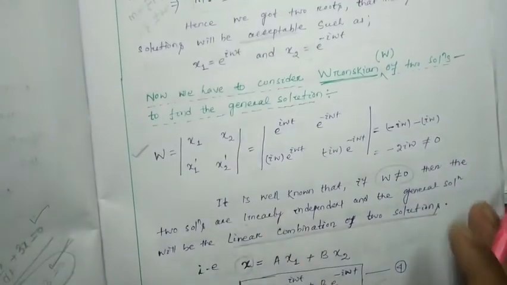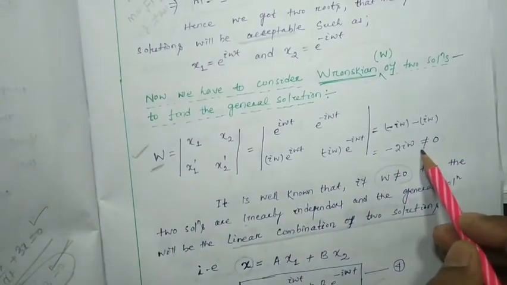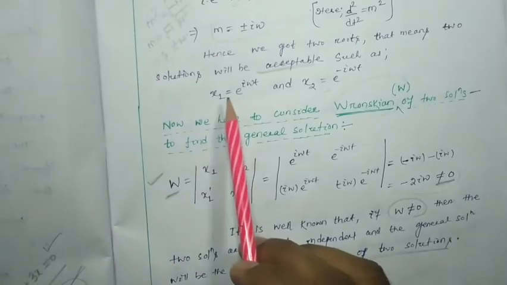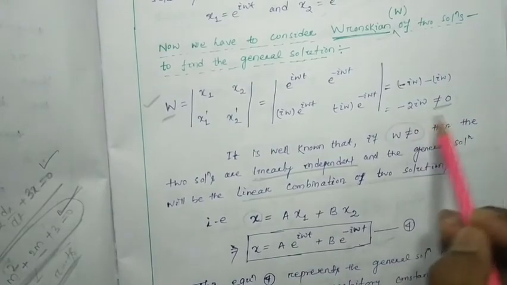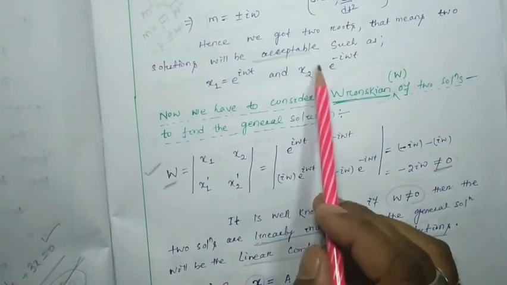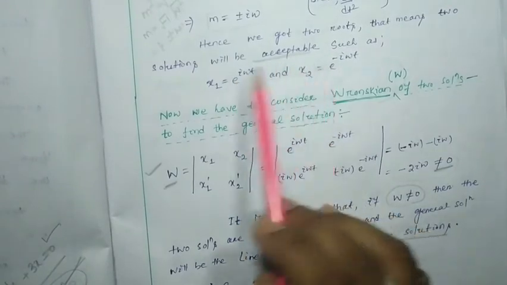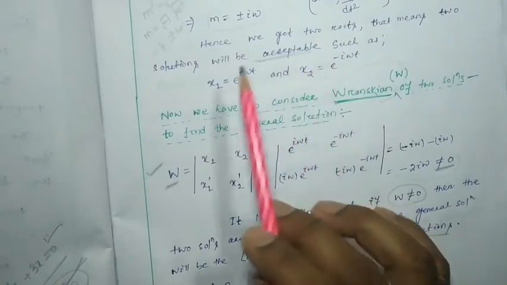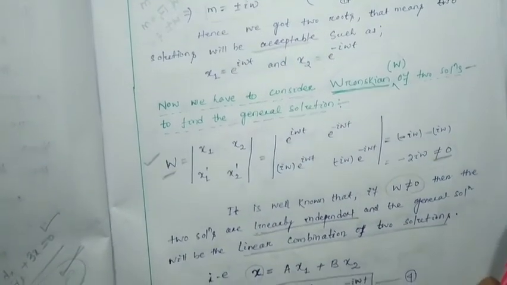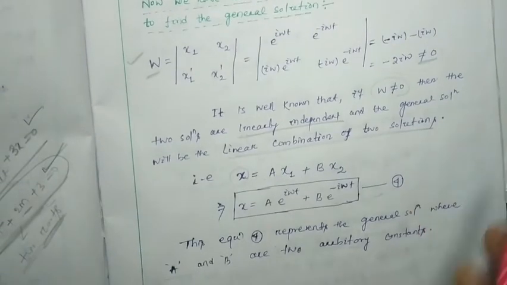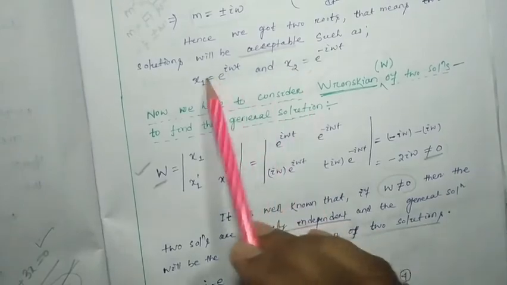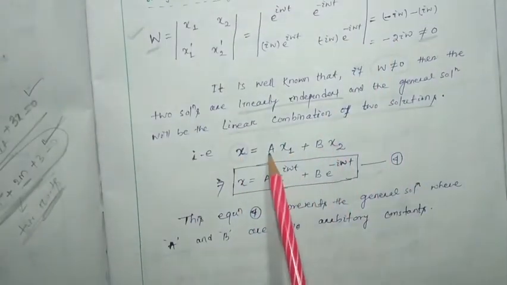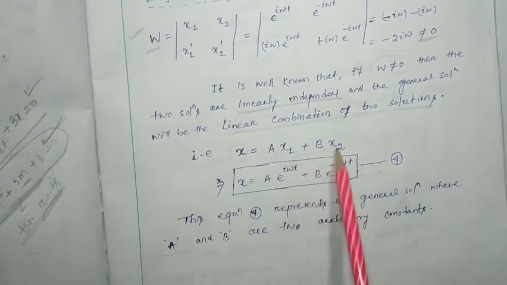That means whenever the Wronskian is not equal to 0, then these 2 solutions will be called linearly independent of each other. So if this condition is satisfied, then the linear combination of these two solutions, linear combination meaning just addition with multiplication by a constant, will also be a solution. Here x1 and x2 are the two solutions. The linear combination is nothing but a x1 plus b x2, which will also be a solution.